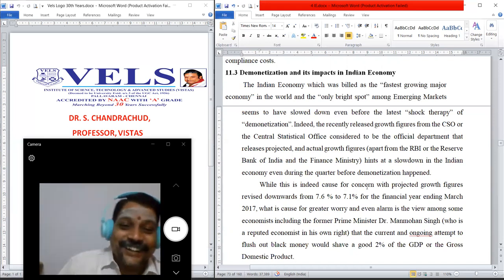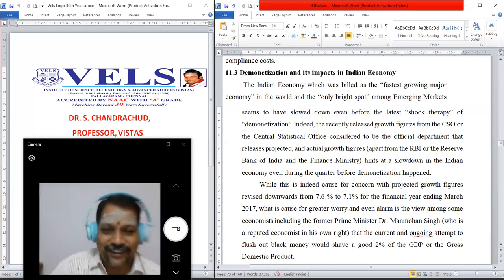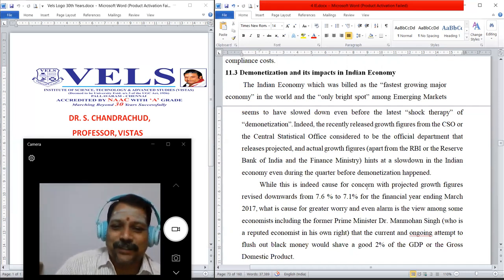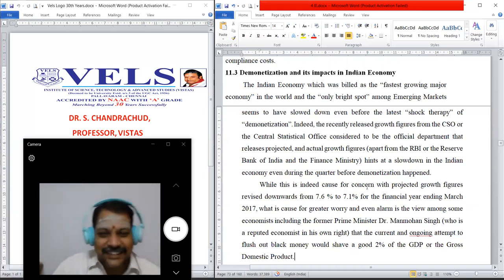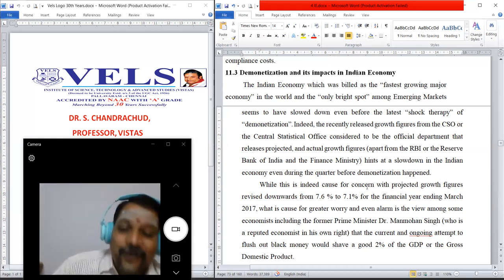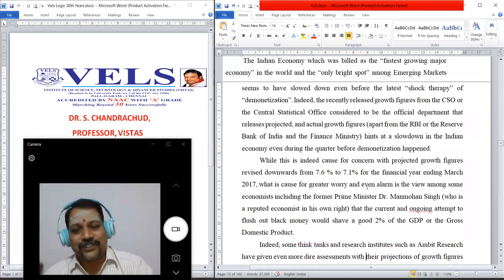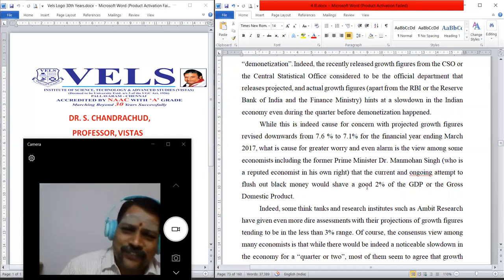Indeed, the recently released growth figures of the CSO, or the Central Statistics Office, considered to be the official department that releases actual growth figures apart from the Reserve Bank of India and the Finance Ministry, hint at a slowdown in the economy even during the first quarter, before demonetization happened. While this is indeed cause for concern, the projected growth figures were revised downward from 7.6% to 7.1% for the financial year ending March 2017.